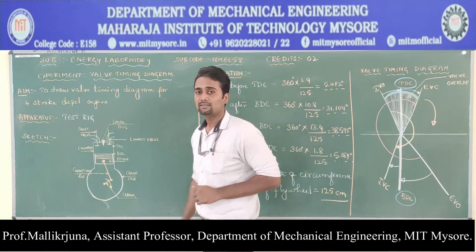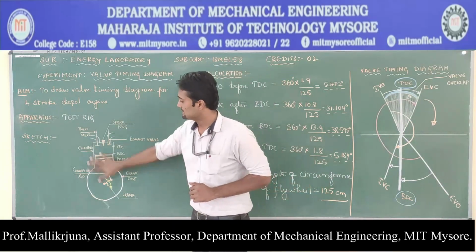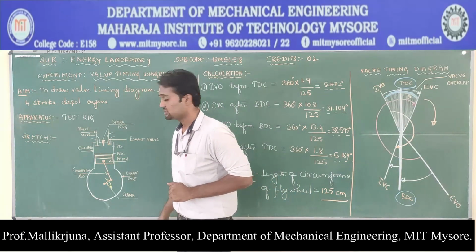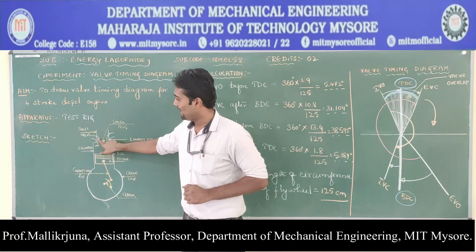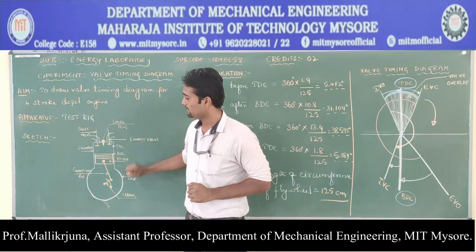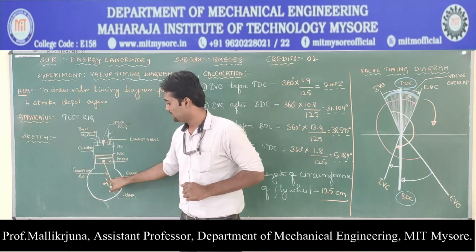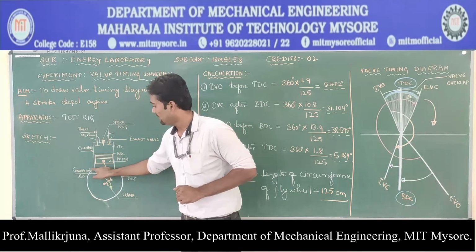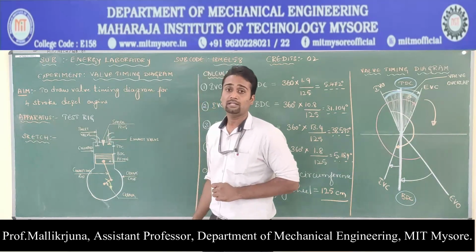So let us try to understand the operation of 4-stroke petrol engine. This is the schematic sketch of a 4-stroke engine. Let us look onto the various components of an engine. This is spark plug, inlet valve, exhaust valve, top dead center, bottom dead center, cylinder, piston, this is connecting rod, this is crank, and this perpendicular to the board is crankshaft, and this is the crankcase. So these are the various components of an engine.